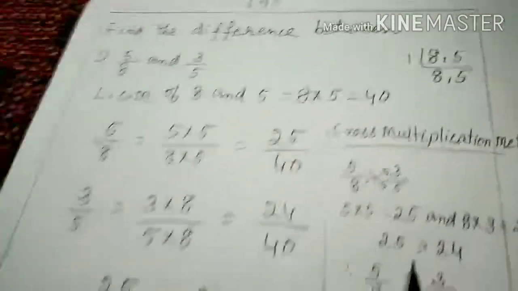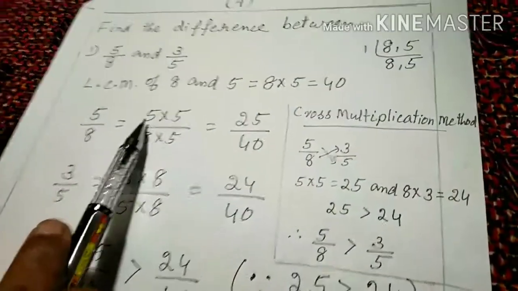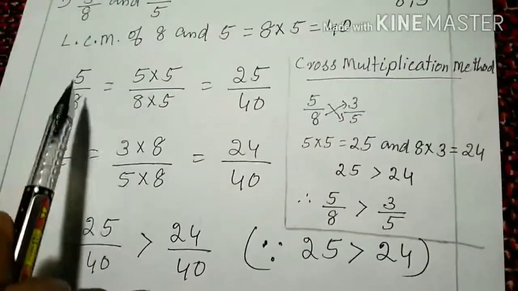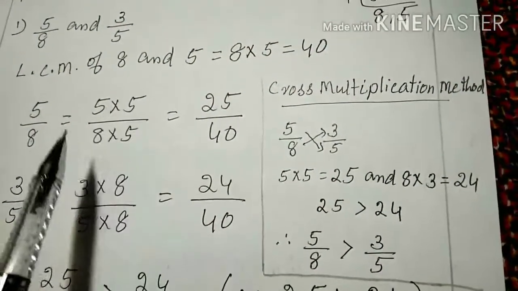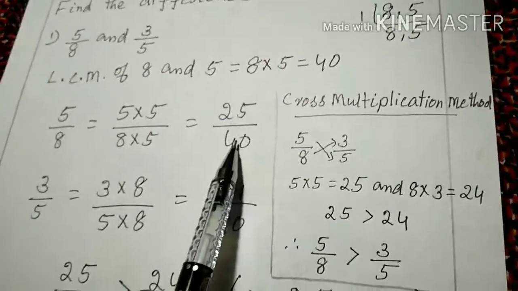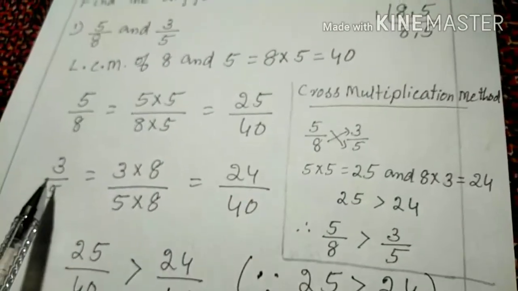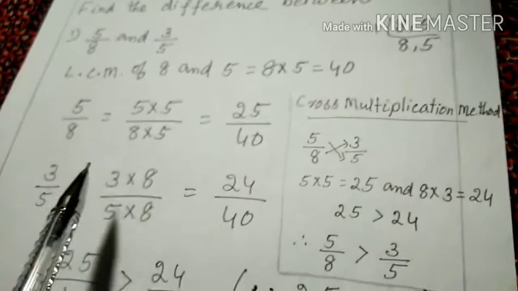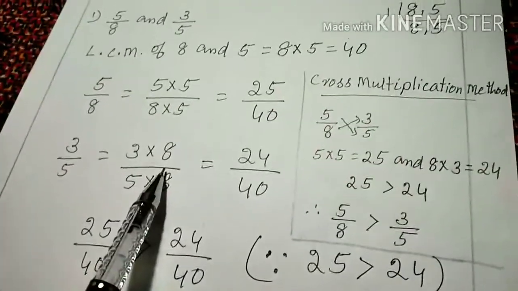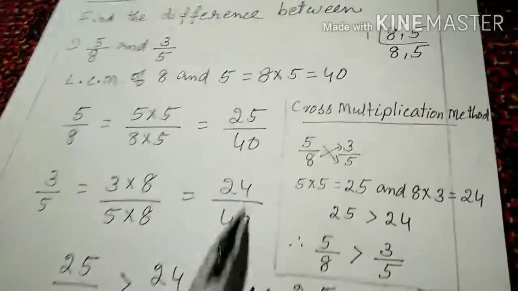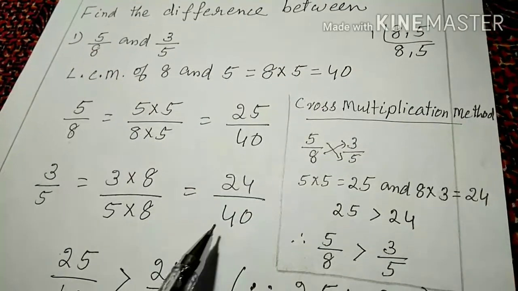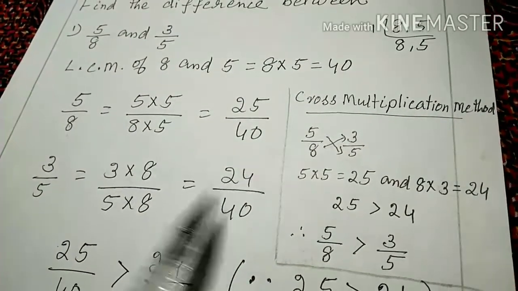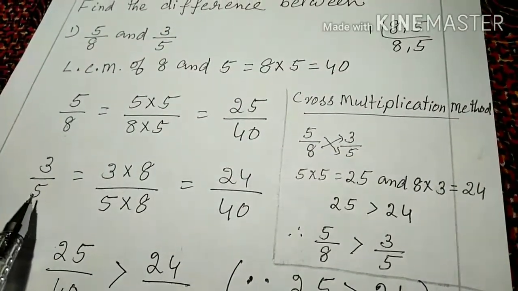40 divided by 8 is equal to 5. Multiply both numerator and denominator of 5 by 8 by 5. 5 by 8 is equal to 5 into 5 by 8 into 5, that is equal to 25 by 40. Similarly, 3 by 5 is equal to 3 into 8 by 5 into 8, that is equal to 24 by 40. And this number 8 is obtained by dividing the LCM 40 by the denominator of the second fraction.